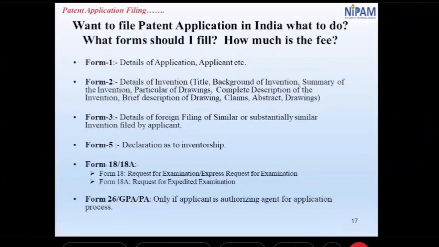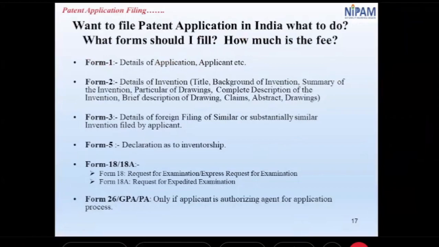So the basic forms you need are Form 1, Form 2, Form 3, Form 5, Form 18, and Form 26. So these are the 5 to 6 basic forms you need to file a patent application before the Indian patent office. What are the requirements of the different types of forms? Form 1 is a kind of details of application. I will show in a later slide how Form 1, Form 2, Form 3, Form 5, Form 18 and Form 26 look like.